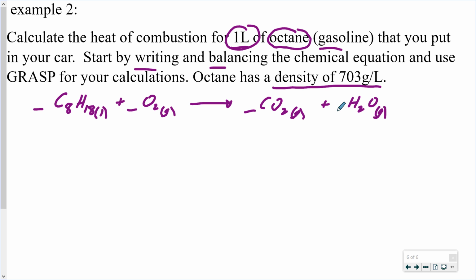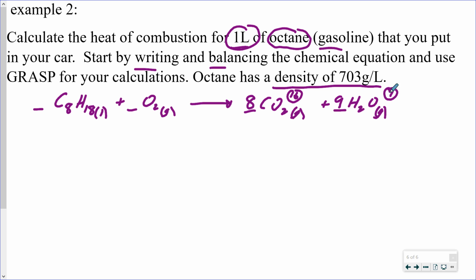I'll speed up the balancing a bit here. So I have 8 carbon on the left. I want to get 8 on the right. I've now balanced the carbon. I have 18 hydrogen on the left. I only have 2 on the right. If I stick a 9 in front though, 9 times 2 equals 18, and that balances the hydrogen. For the oxygen, how many do I have? 8 times 2 contained within the carbon dioxide is 16, and 9 times 1 contained within the water is 9.